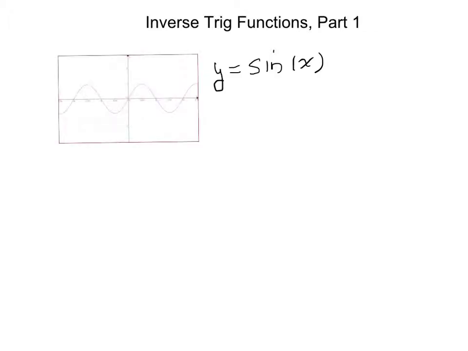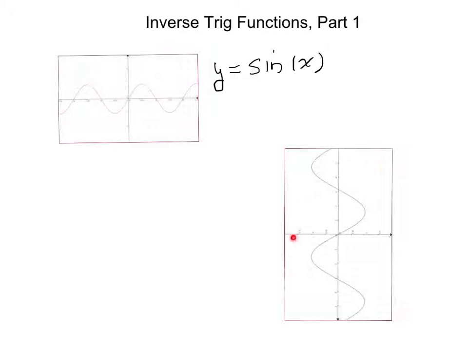So here's the graph of y equals sine of x, and there are so many places where we could draw a horizontal line, anywhere between y equals 1 and minus 1, that will hit it more than once. And you should remember from Algebra 2 that if a function fails the horizontal line test, then its inverse is not a function. So let's take a look at what the inverse of this function looks like.